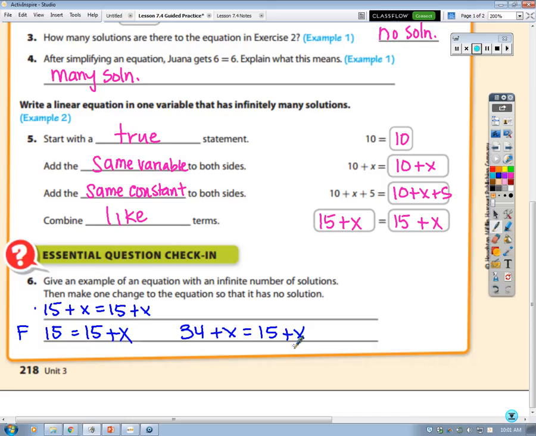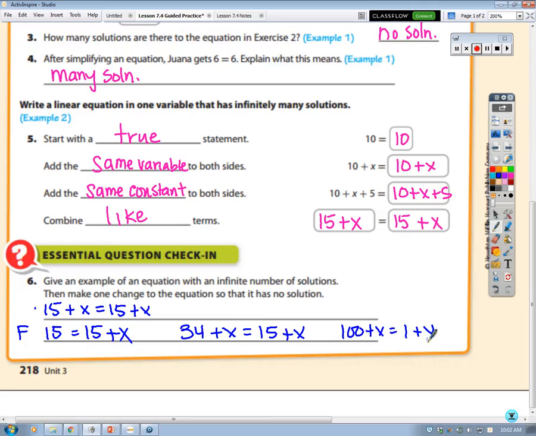One more. What's one more thing you could do? Someone I haven't heard from yet. Grant? Yeah. Oh, okay. 100 plus x equals 1 plus x. There you go. Great. 100 plus x equals 1 plus x. Nice.